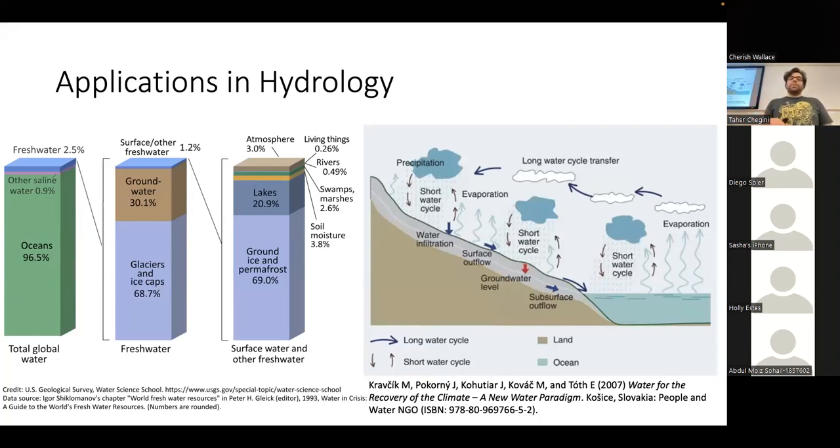and 30% are the groundwater. And in the field of hydrology, especially urban hydrology, that is my primary focus. I'm more focused on the surface water, on the surface freshwater. So out of that 2.5%, 1.2% is the one that I'm more interested in.